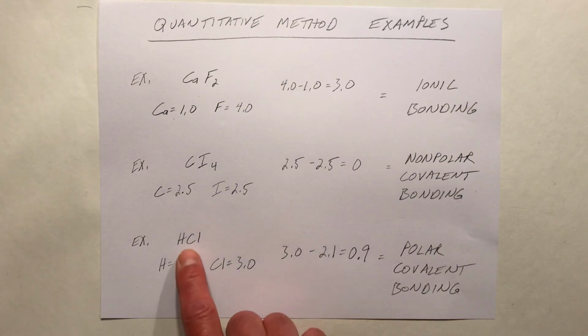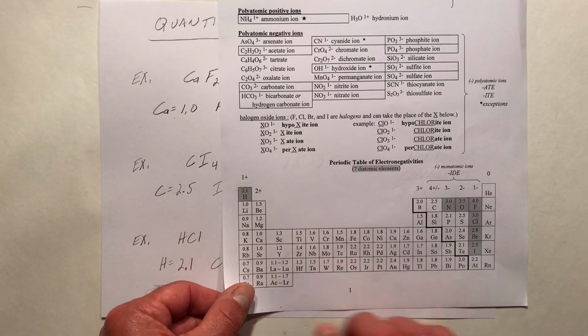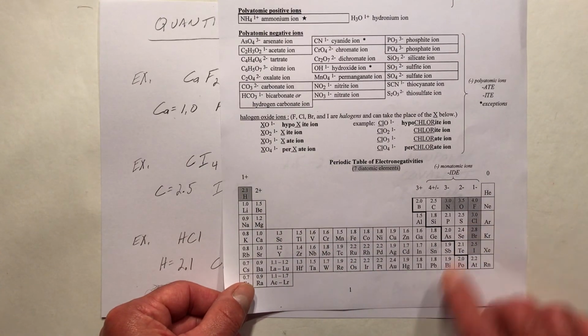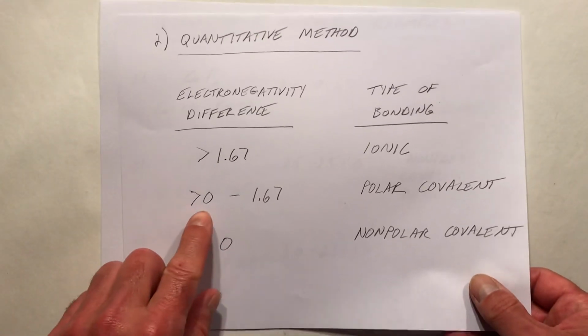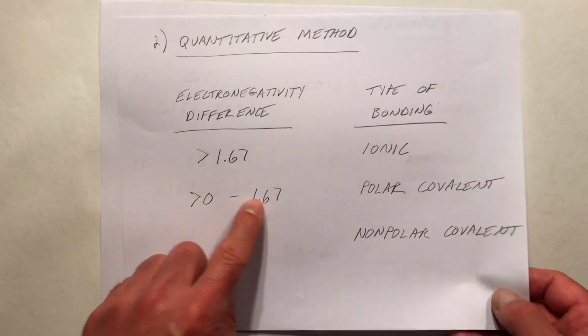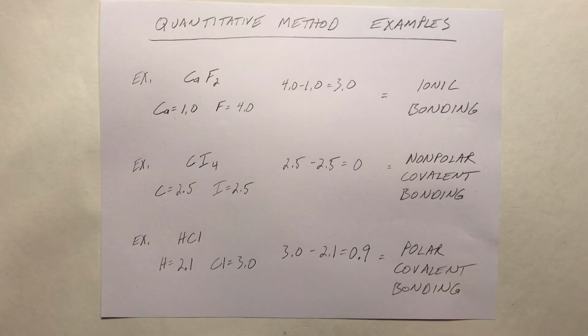Let's take a look at one more example, HCl. H has an electronegativity of 2.1, and Cl is 3.0. So we always take the big number minus the small number. 3.0 minus 2.1 is a difference of 0.9. When we have an electronegativity difference that's bigger than 0 but less than 1.67, like 0.9, then we get a polar covalent bond forming. So we can use a quantitative method to identify bond type as well.